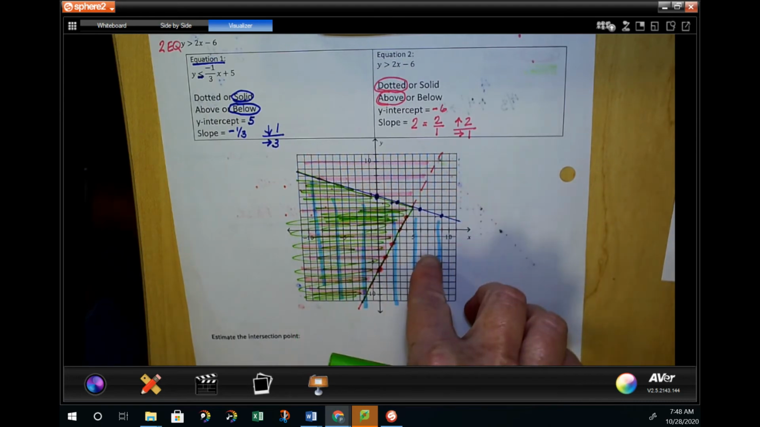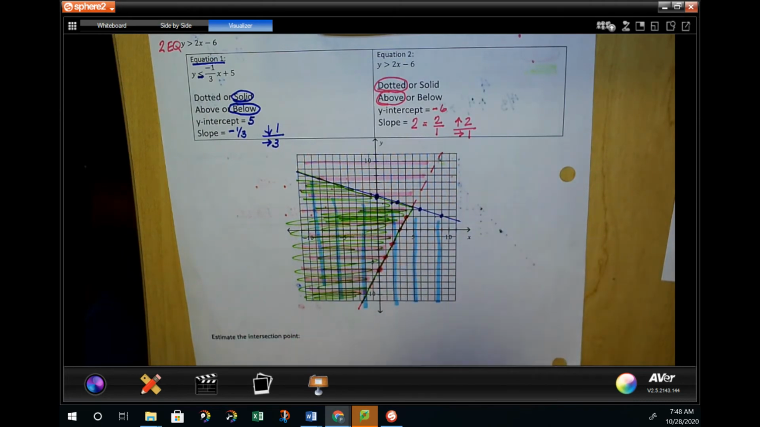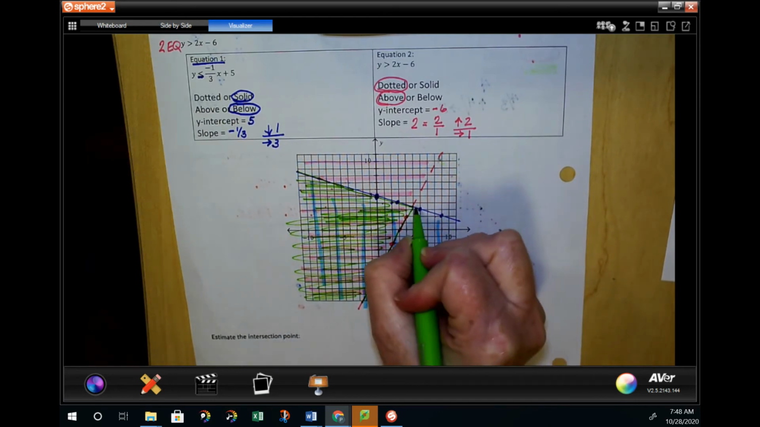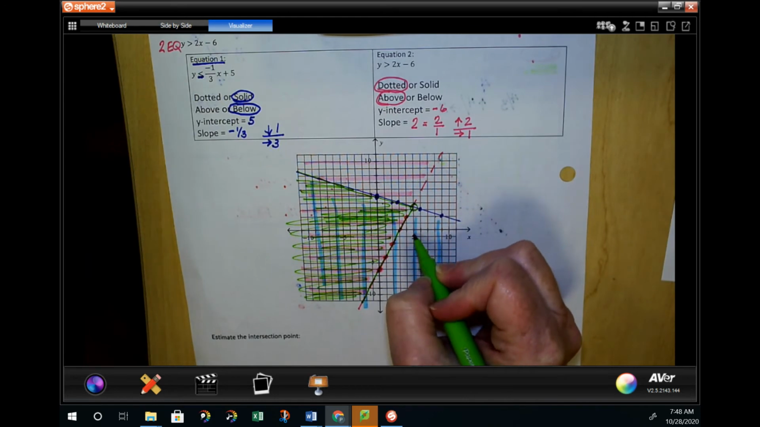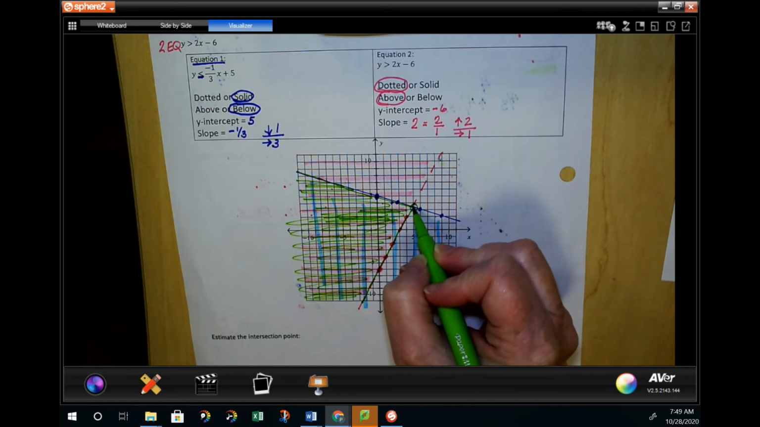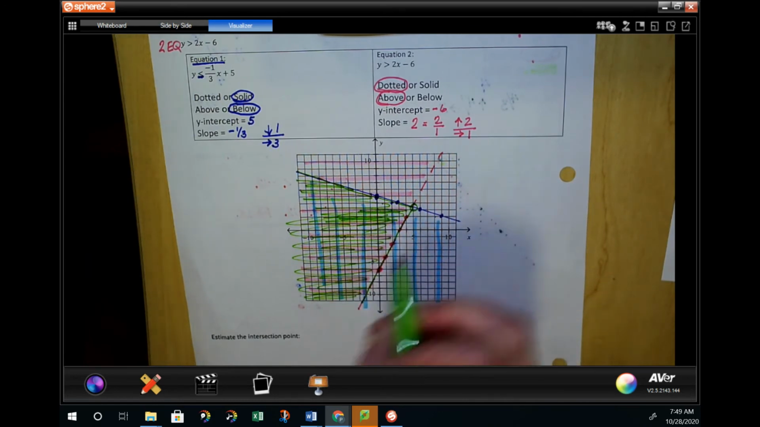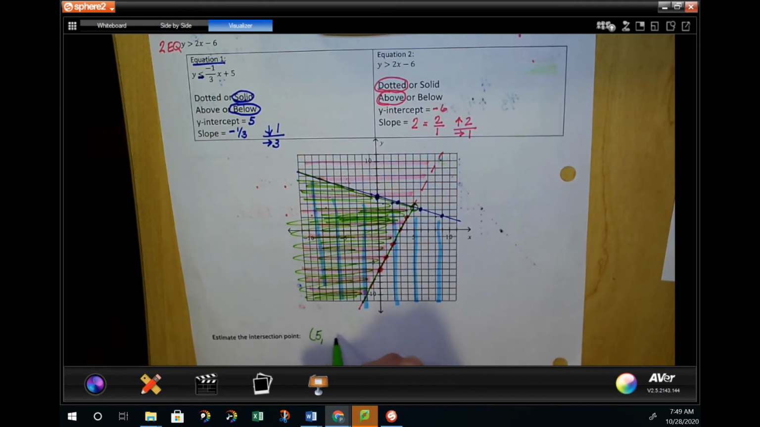So this is your part, the part that I just shaded in green. And then it says to estimate that solution point. This point right here is about 5 and 3.5. It's an estimate, so that means it's approximately. And so that is how you do this when you're looking for that solution.